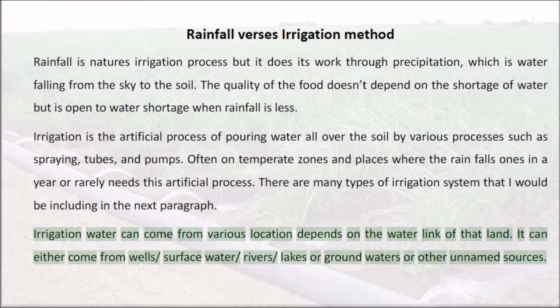Irrigation water can come from various locations depending on the water source of that land. It can come from wells, surface waters, rivers, lakes, groundwaters, or other unnamed sources.